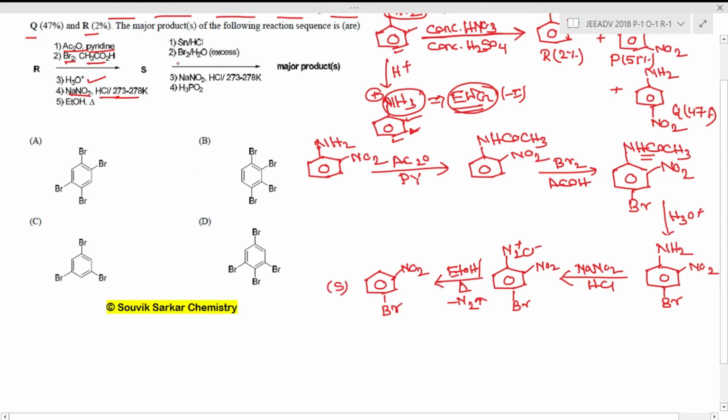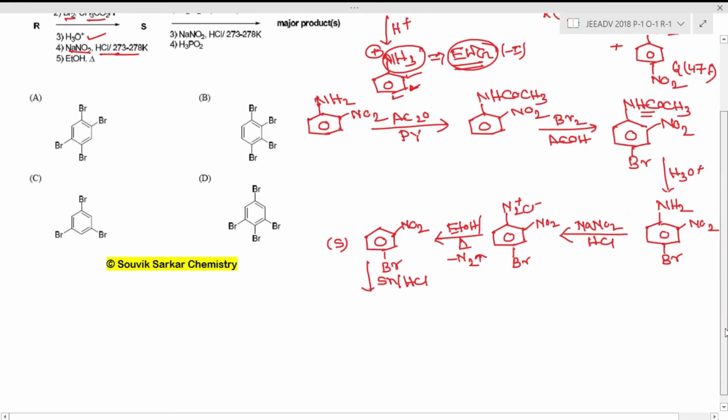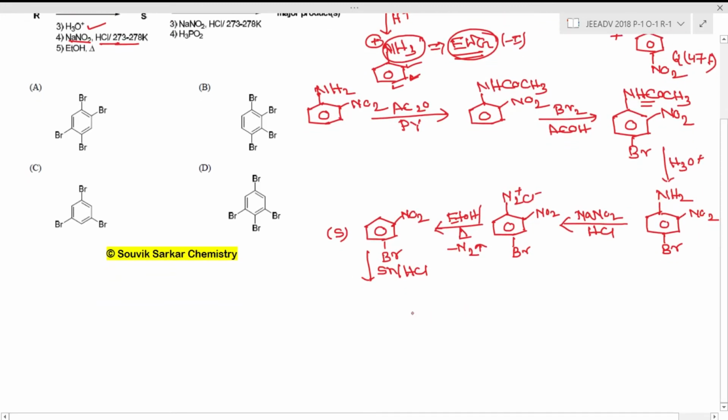So in the next step, S was treated with Sn/HCl, and Sn/HCl is a reducing agent. It will reduce this NO2 to NH2, and the bromine remains here.